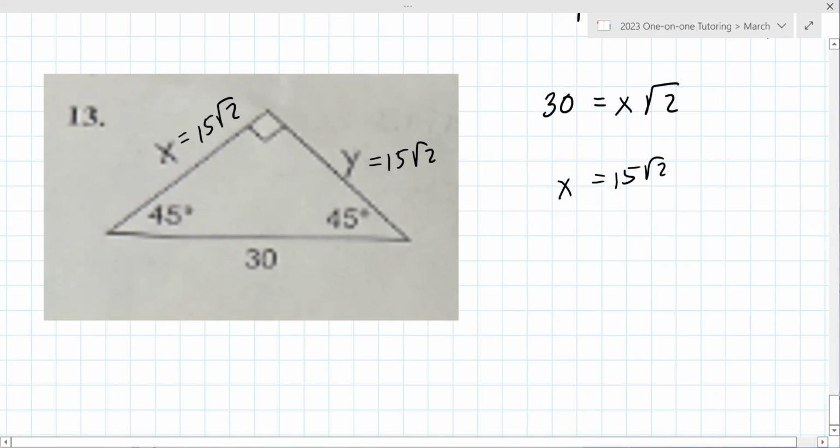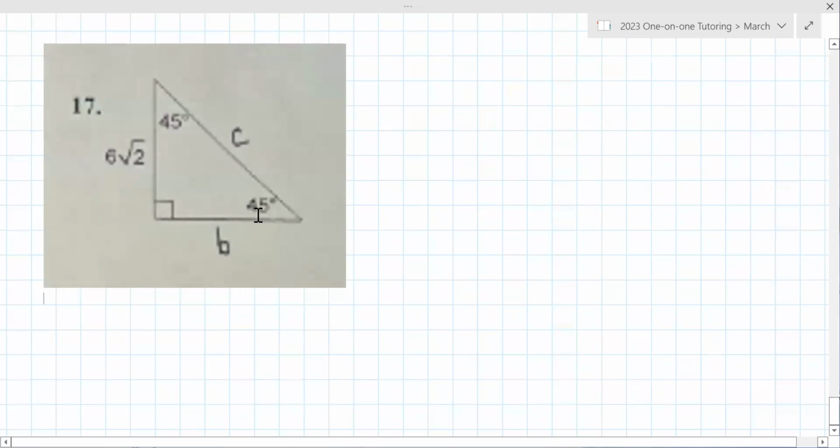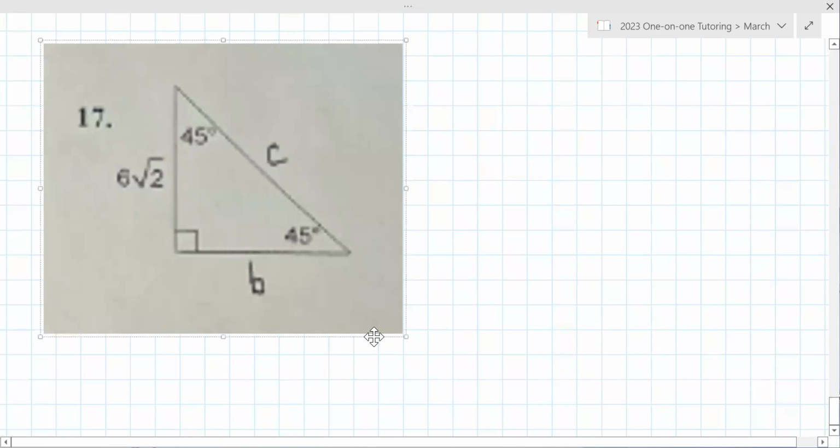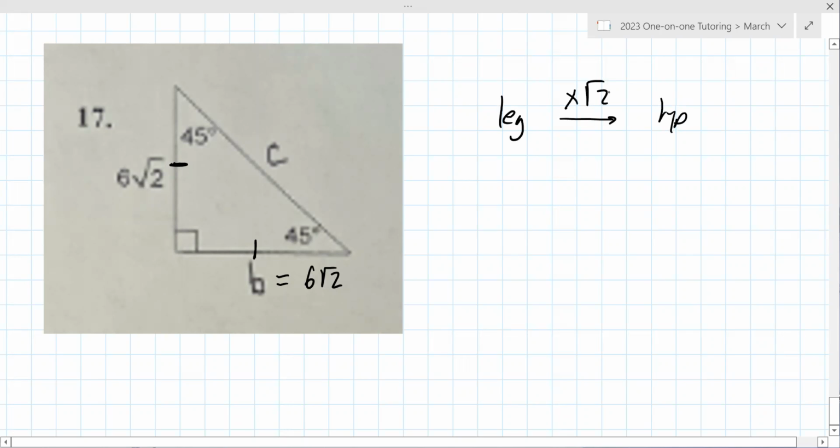All right, 17 we'll do next. So if you're wondering how I'm picking these out, there's only a couple of ways to represent a 45, 45, 90. Either the angles are shown as the same or the sides are shown as the same. That's how I'm picking them out here. Since this is a 45, 45, 90, the two legs are the same. What does that mean for the value of B? That means that B is 6 radical 2. Good. And to go from the leg to the hypotenuse, you multiply by the square root of 2. Oh, okay.